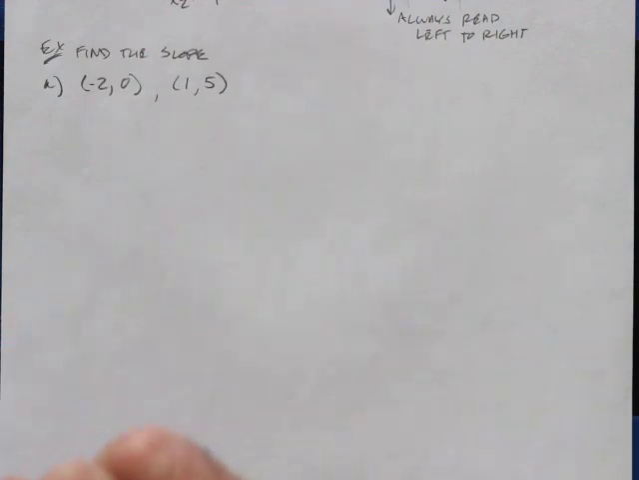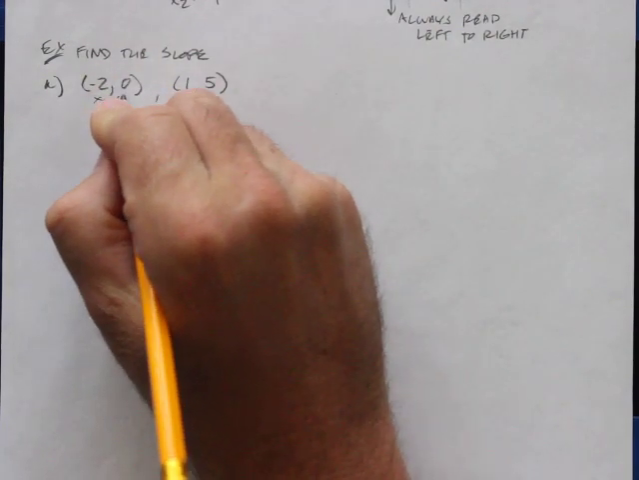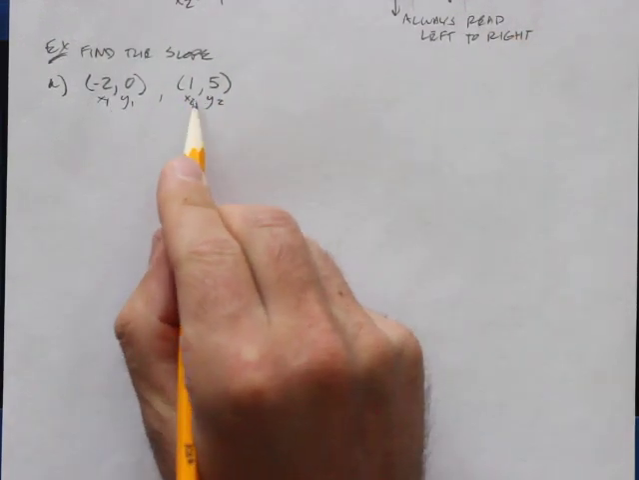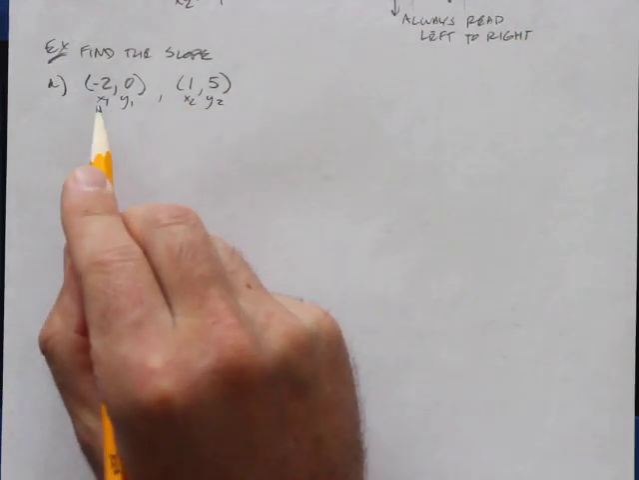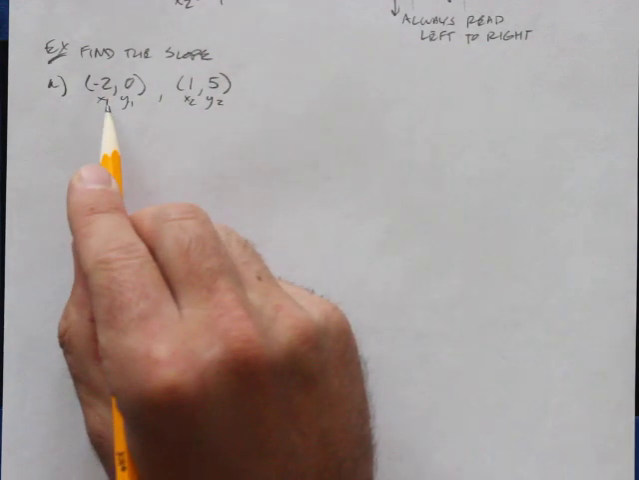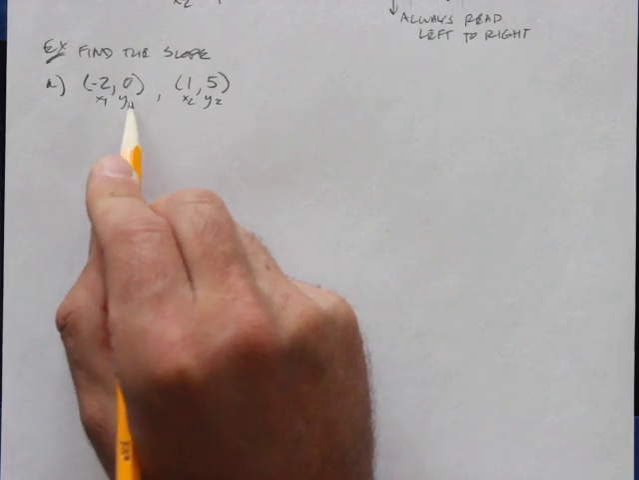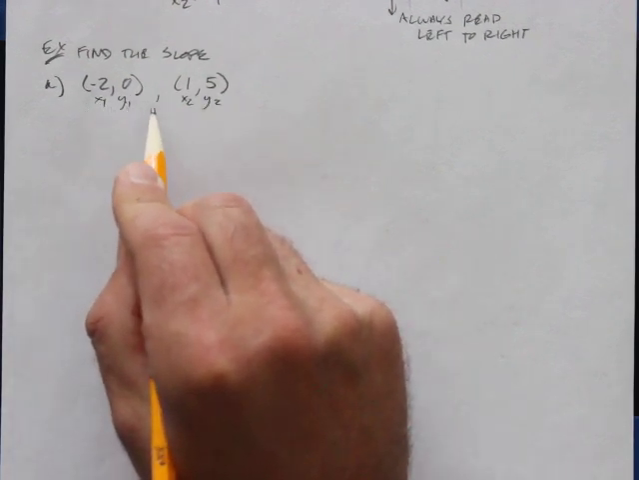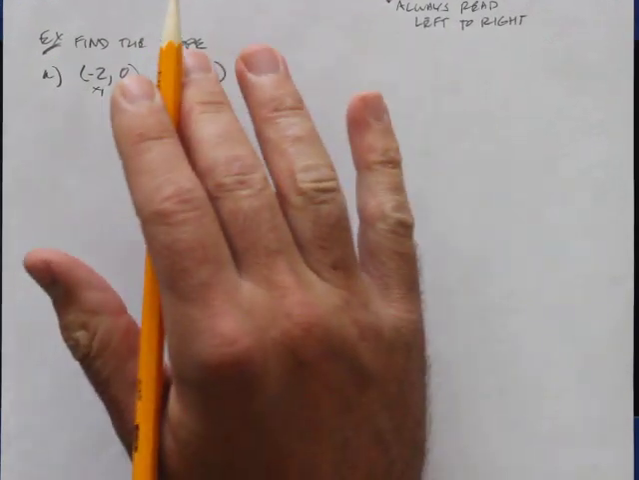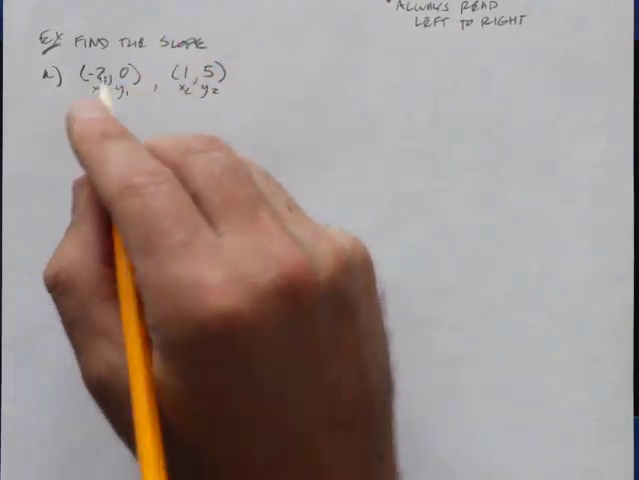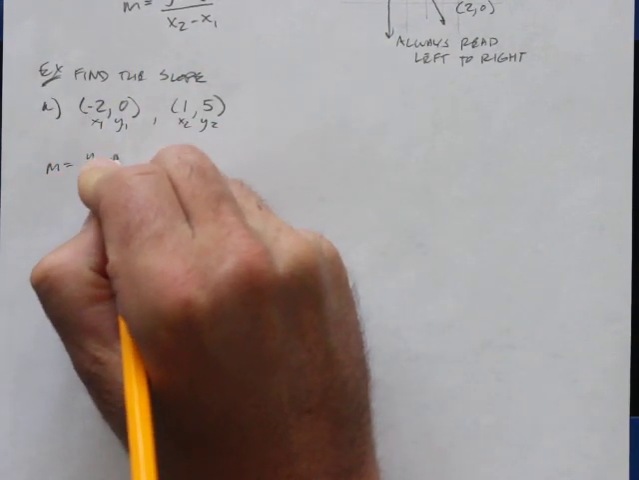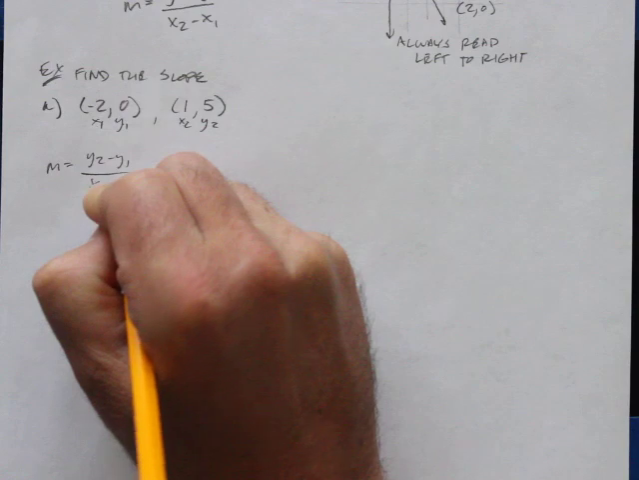The first thing you do is label x1, y1, x2, y2. Now, you can label this one x1, y1, and this one x2, y2. It doesn't matter, as long as each point is either 1s or 2s, not both. Okay, hopefully that's not too confusing, but we're just going to do this. So remember, my slope formula is y2 minus y1 over x2 minus x1.